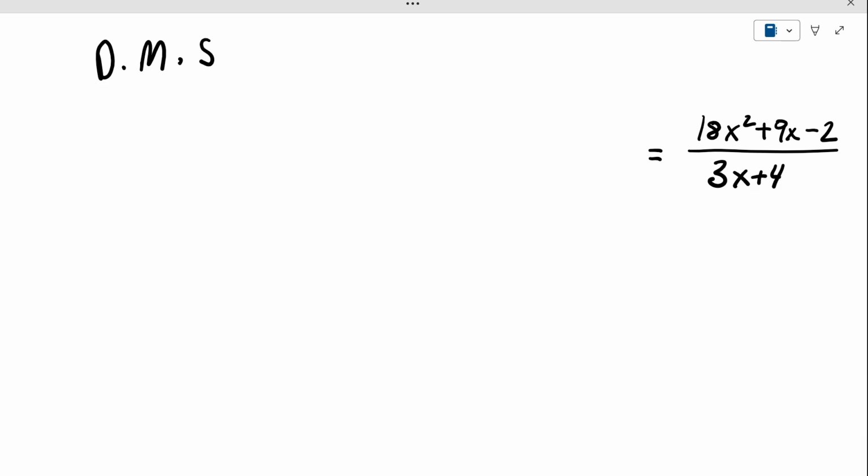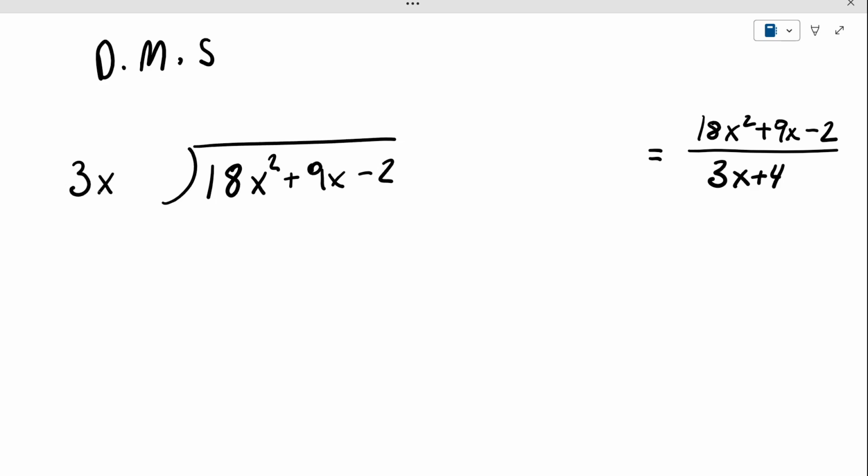All right, we have 18x squared plus 9x minus 2. So let's write that. Divided by 3x plus 4. Just like last time, there's no difference with this example. It's just a little bit harder. So our first step is to divide. How many times can 3x go into 18x squared? The answer is 6x, right? So 6x. And now we multiply.